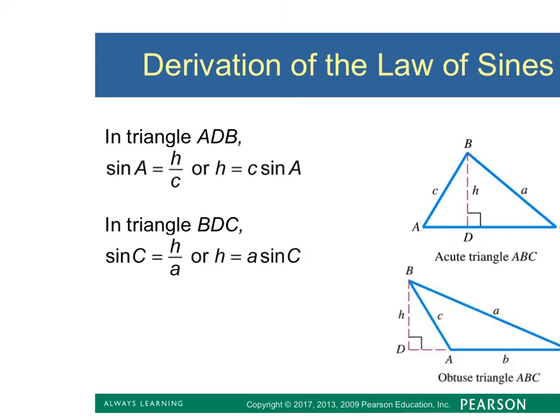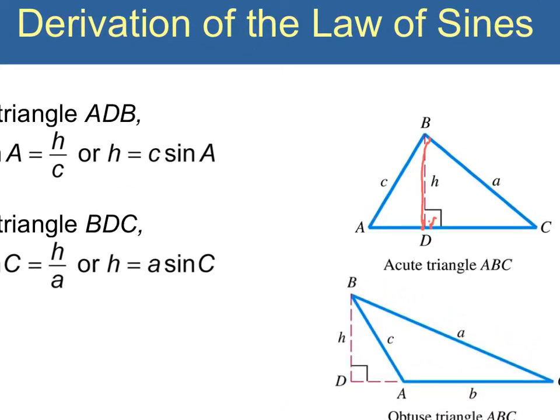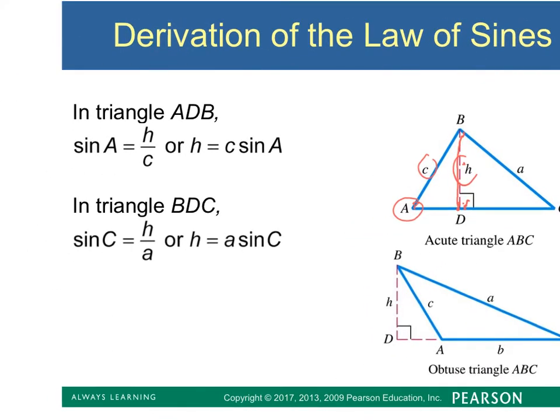when you cut this height here, ADB, since that's a right angle, we know that the sine of A, this angle here, this is angle A, is equal to the opposite over hypotenuse, h over c. Solving it for h, because that's what we don't know, h is c sine of A.